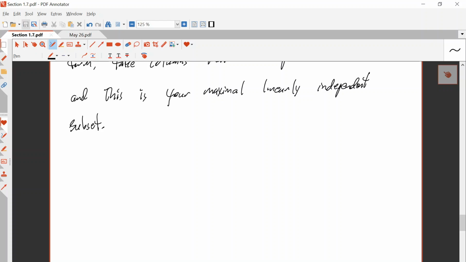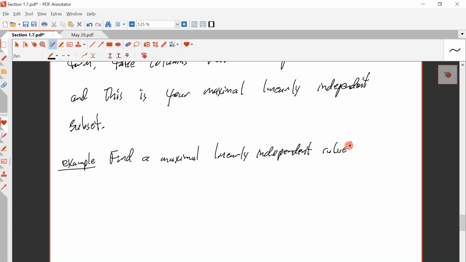Okay, so for example, find a maximal linearly independent subset of the columns of the following matrix.